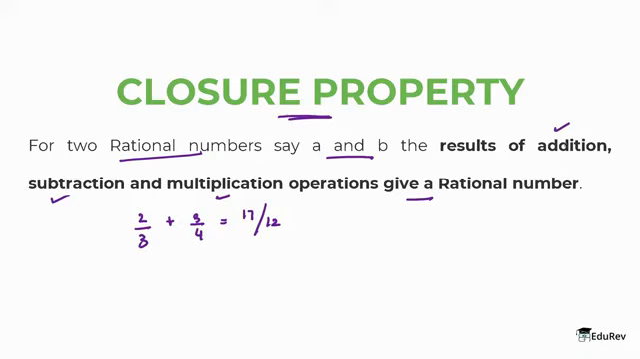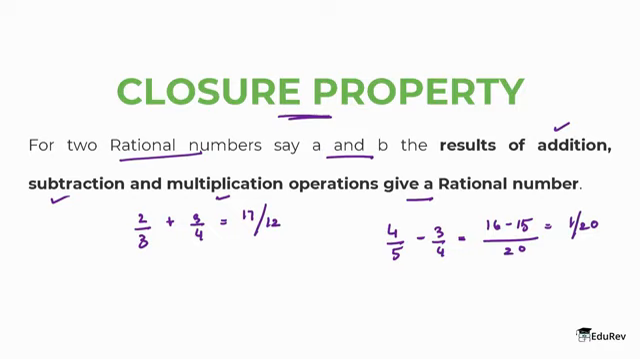Now the difference between two rational numbers results in a rational number itself. Therefore, the closure property will apply for rational numbers in the case of subtraction as well. Let's see this also with the help of an example. Let's say I take 4 by 5 and I subtract 3 by 4 from it. When I do this, I will get 16 minus 15 over 20, that is 1 by 20. Now 1 by 20 is also a rational number.